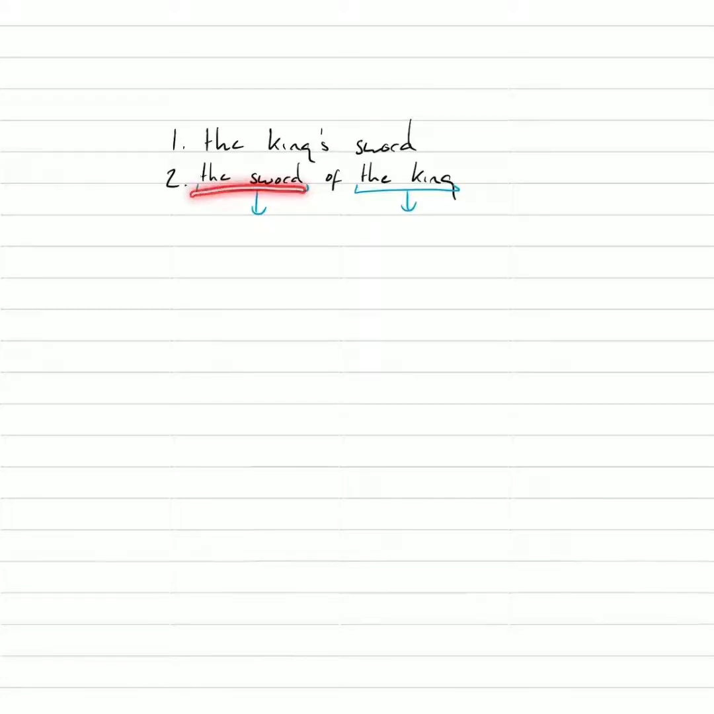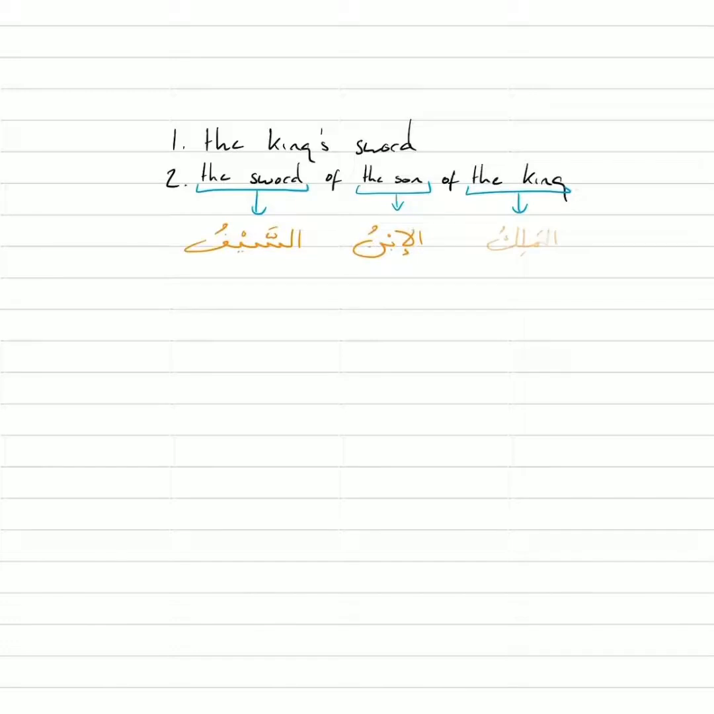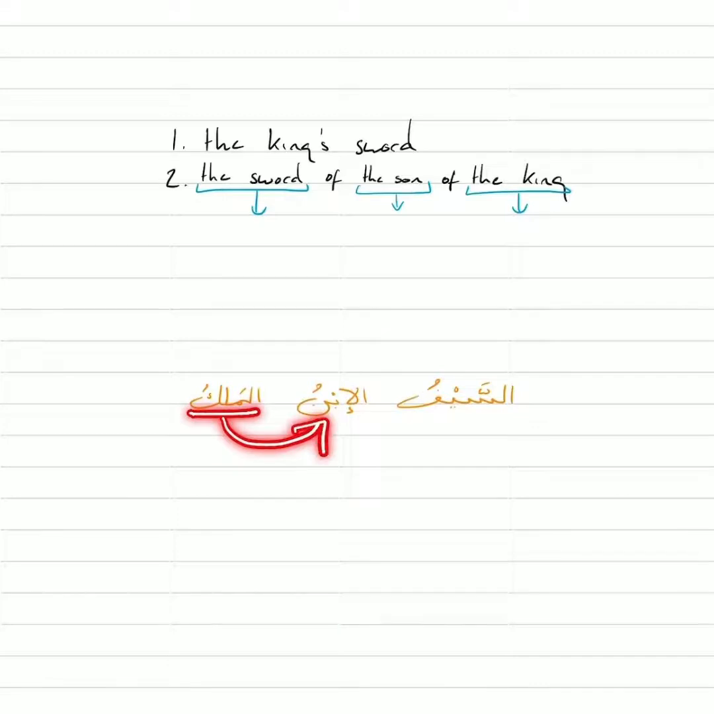Instead of saying the sword of the king, I can add other words into this Idafa construct. I can say the sword of the son of the king. Yeah, I've created a little chain. So we said the sword is as-sayfu, the son is al-ibnu, and the king is al-maliku. If I want to say the sword of the son of the king, how do I do that? So first of all, in order to show that this last word is linked to the word behind it, we put it in the I case. And then to show that this word is linked to the word behind it, we also put this word in the I case.